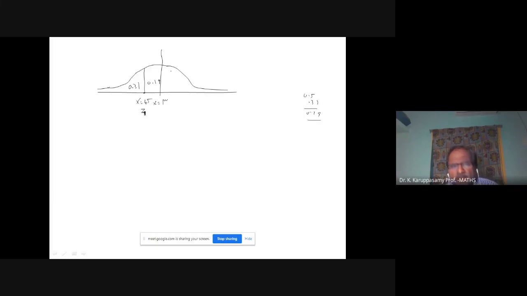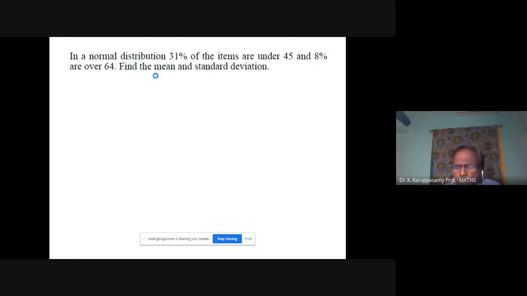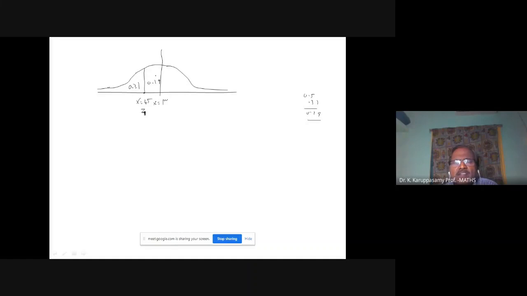Another piece of information given: the probability of x greater than 64 is 0.08. 0.08 is a very, very small number. This is 0.08, which means this portion is 0.42. At this point, your x is 64 and your z is Z2. First, I am going to get the corresponding Z1 and Z2 values, from which I can get two equations. Then I can get the mu value and the sigma value.